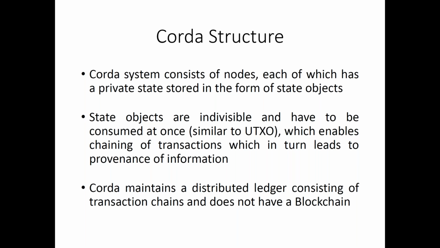For those of you familiar with the Bitcoin system, this concept is similar to UTXO, unspent transaction output, which enables chaining of transactions with one another, which means you can have an entire history track of how an object, a state object, has evolved, and this in turn leads to greater guarantees on provenance of information.